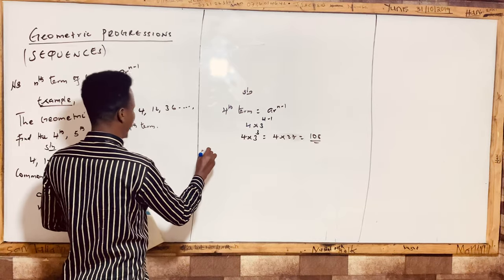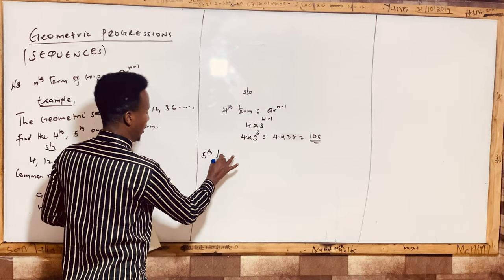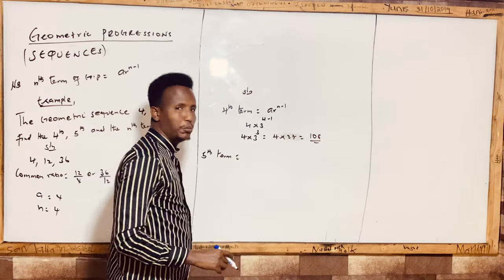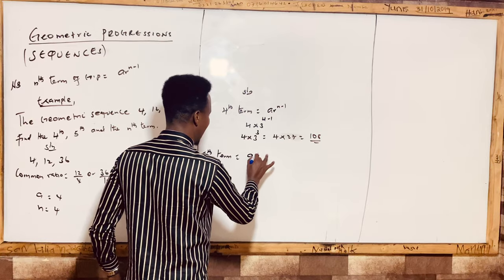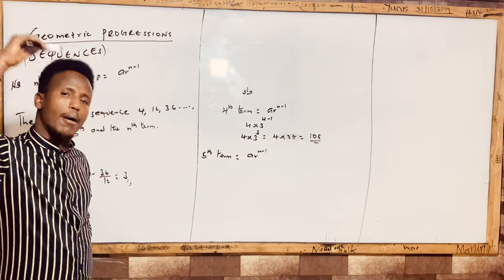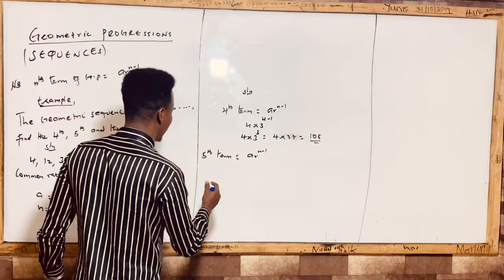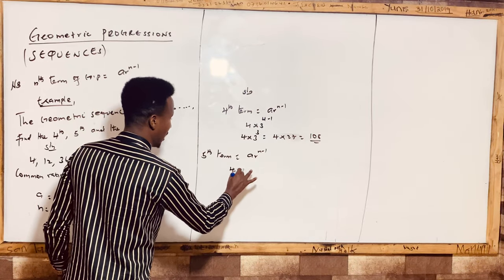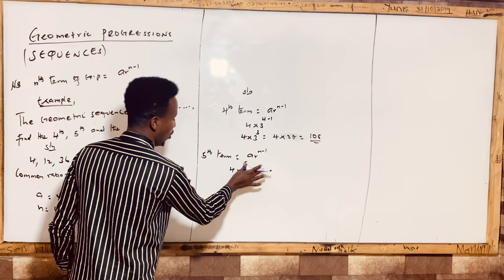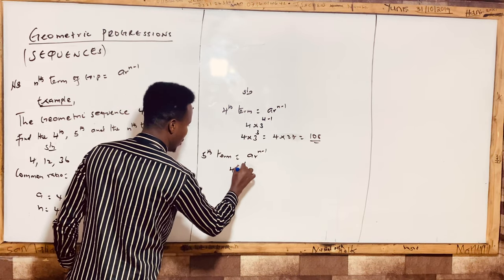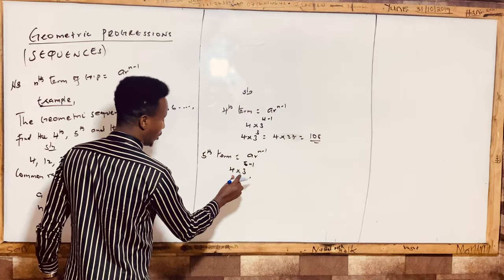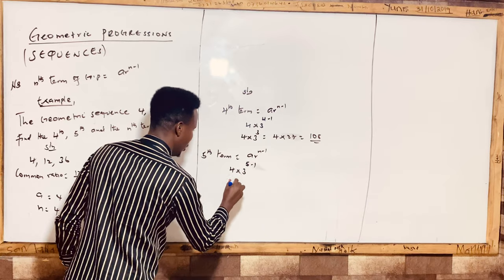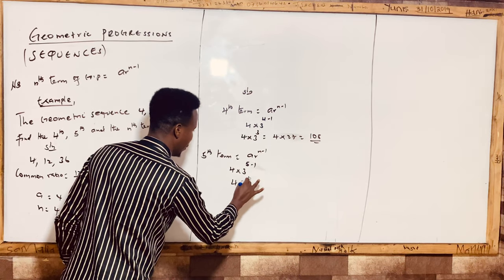The fifth term. Let's see this one. Now we know that the nth term of a GP is gotten as a r power n less 1. So in this situation, our a is still 4 times r, which is 3. This time we will change only the value of n, which is 5 minus 1. 5 minus 1 is 4. So I'll have 4 times 3 power 4.